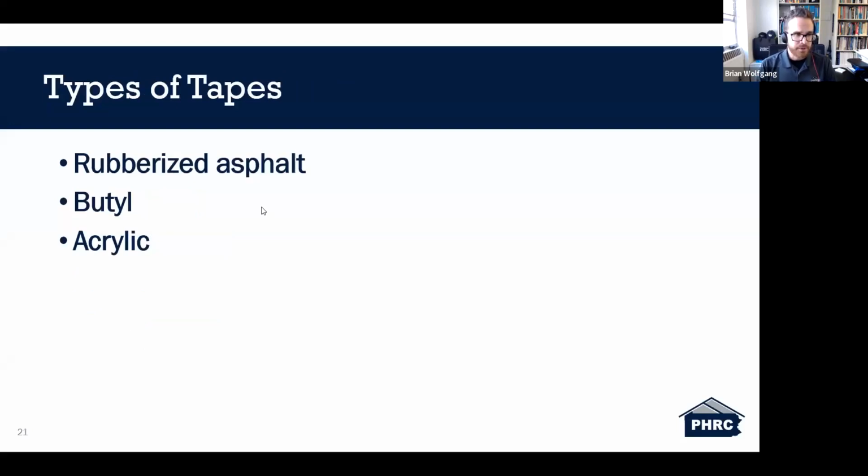Within the tapes themselves, there are really three critical categories of tapes. The first one would be rubberized asphalt, second one butyl, the third one acrylic. Now, I'm not including liquid flashing here because I'm not considering that a tape, but that's often considered sort of an alternative, just like any of these three. We will talk about that, but I want to talk about these specifically related to tapes.